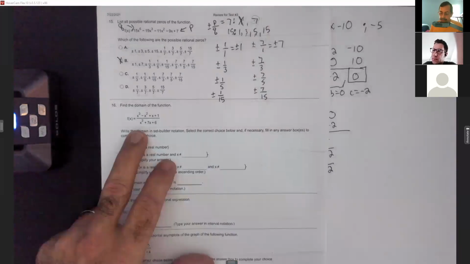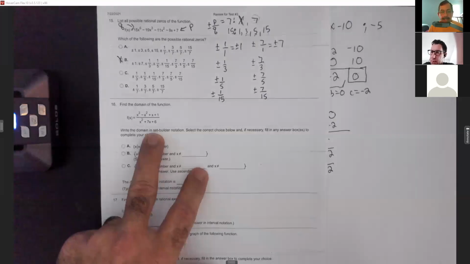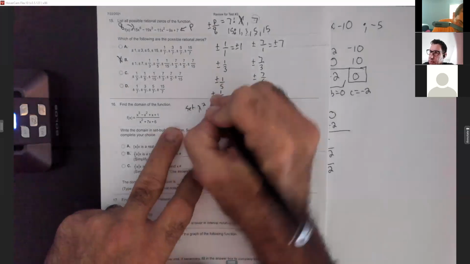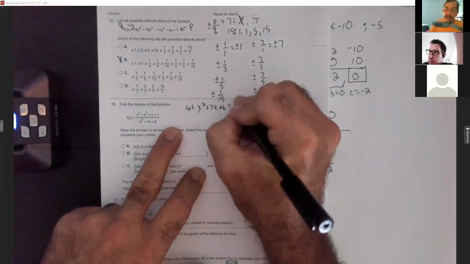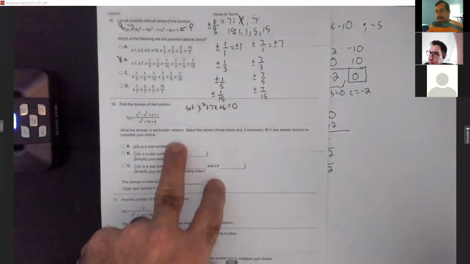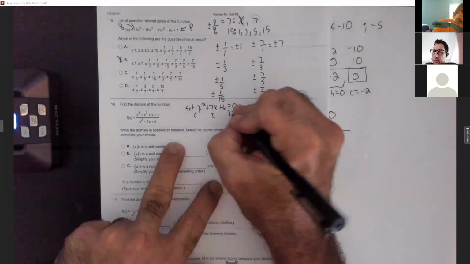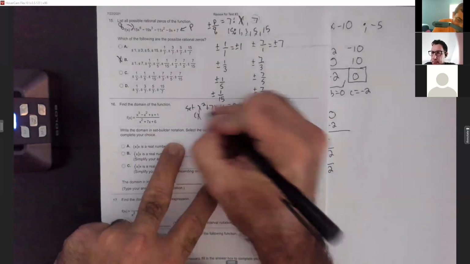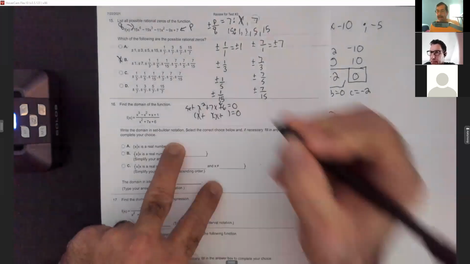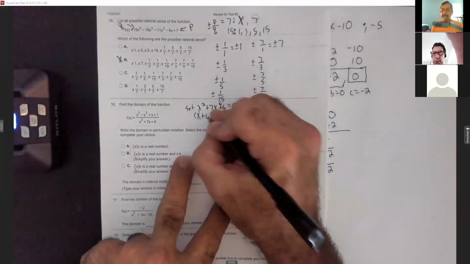All right, y'all, 16 was a domain. Find the domain. So for the domain, I'm only worried about setting the bottom equal to 0. So you're going to set x squared plus 7x plus 6 equal to 0. You can use the quadratic formula if you want to: 1, 7, and 6, and it'll spit out your answers fast. I'm going to factor this. I got an x and an x. Last sign's positive, so both of these will be positive like the middle number. And then factors of 6 that will equal 7 are 6 and 1.